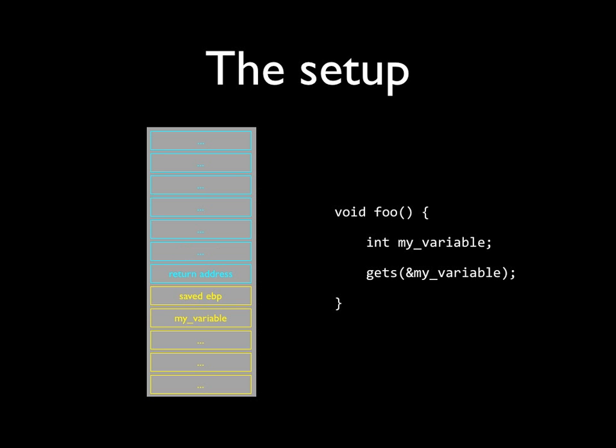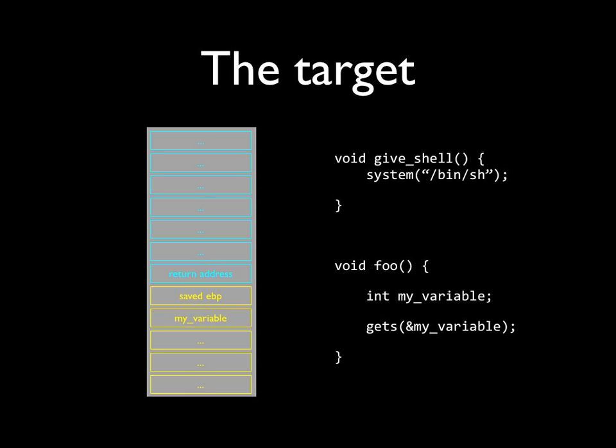Now, what we want to do with ROP is we want to be able to call an arbitrary function. So here's a simple vulnerable function, and we want to be able to call the function giveShell. We can buffer overflow my variable, and we could do all we had before to return to the stack and get execution. But we want to be able to call giveShell.